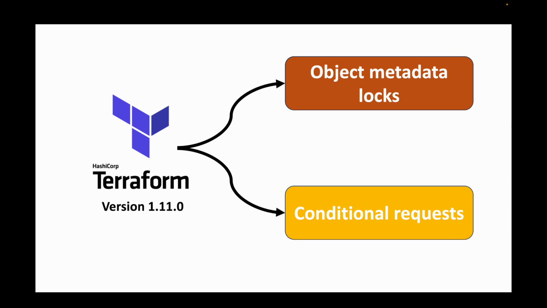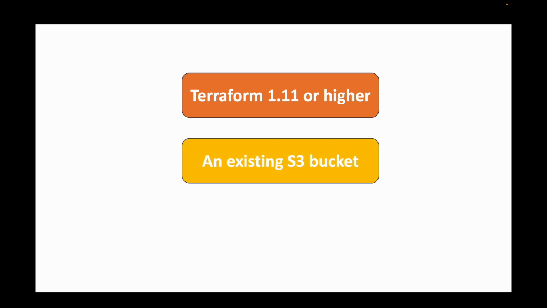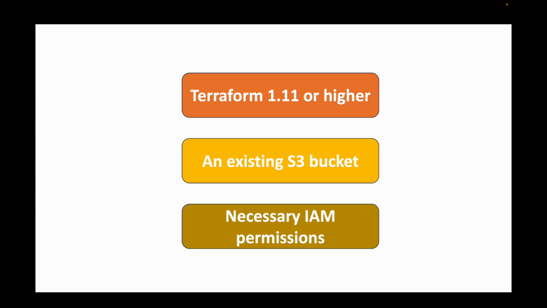Now that we have an understanding of this new feature, let's go hands-on, and we will look at how you can enable S3 state locking. But before we jump into the backend configuration code, let's talk about the prerequisites that you will need. You will need Terraform version 1.11 or higher. You need an existing S3 bucket where you'll be storing your state file and locking the state file. And you will need to have all the necessary IAM permissions to your S3 bucket.